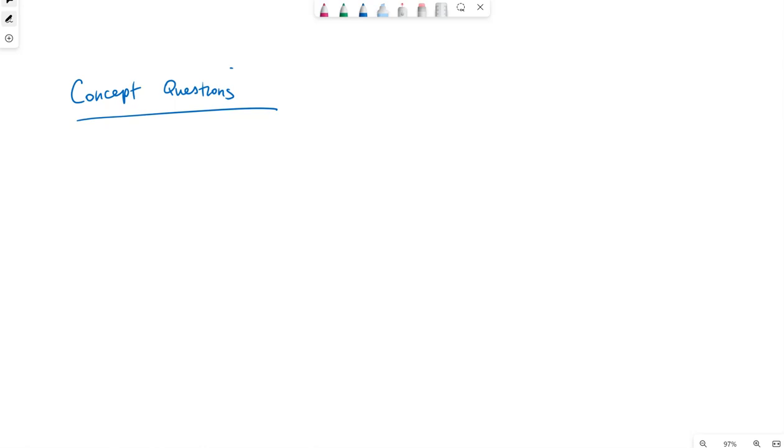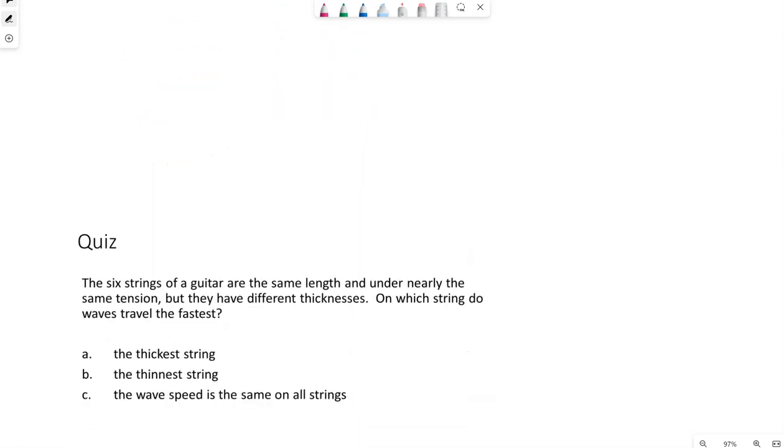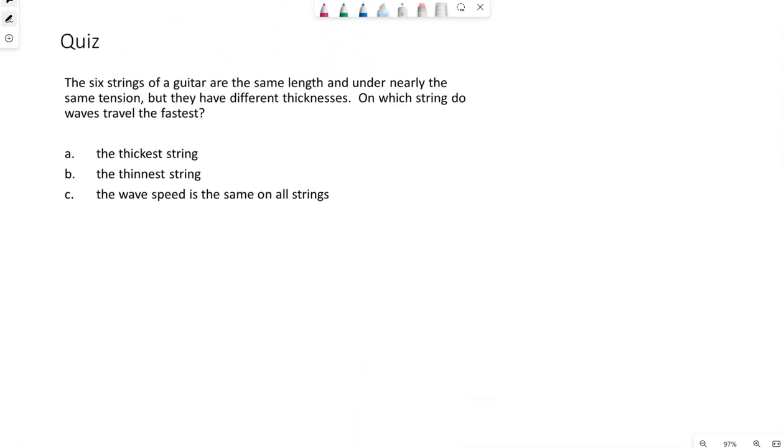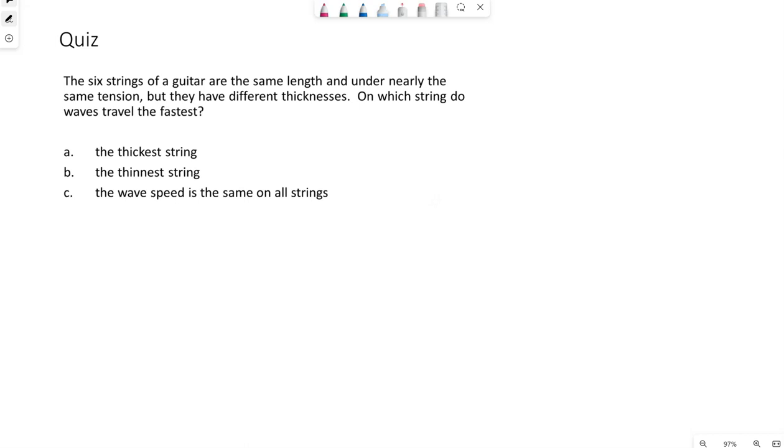We're going to go through a few concept questions here. These will be specifically related to standing waves on a string. So please answer the question first on your own. Even if you're not positive, choose an answer and then watch the solution. So here is our first question. What do you think about this?